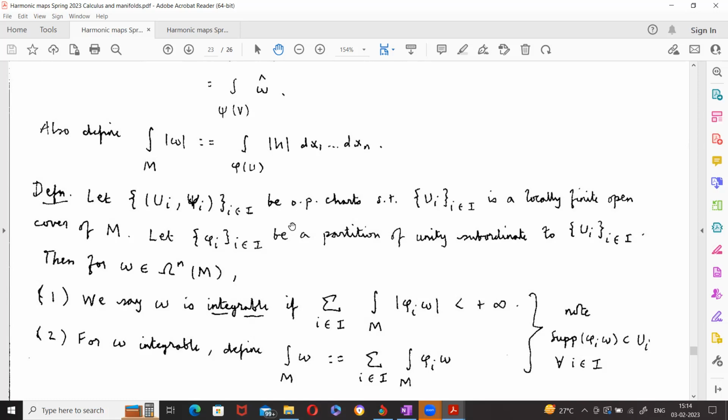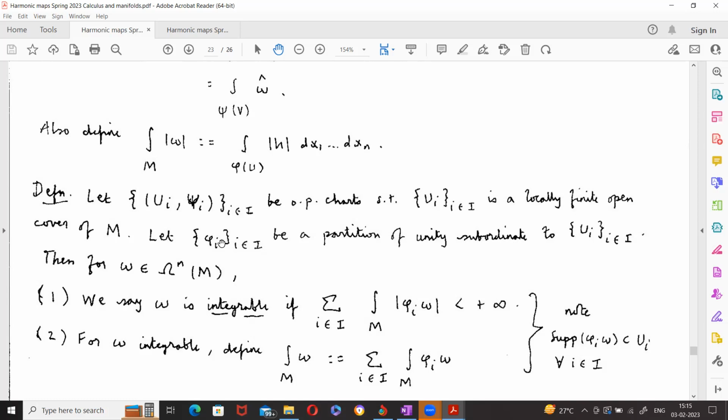Now, since this is a locally finite open cover, we can choose a partition of unity phi i, which is subordinate to this cover ui. That means that each phi i is a smooth function with compact support, with the support contained inside ui. And the phi i's are all greater than or equal to 0, and the sum of the phi i's is 1 at each point in the manifold.